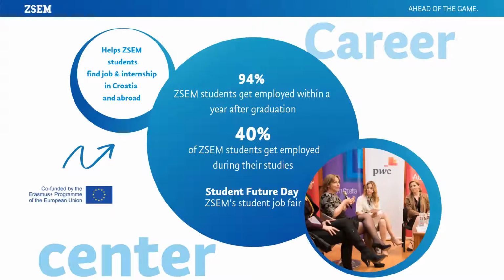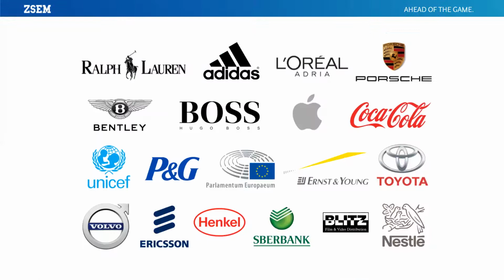We also have a career center that helps our students find a job or internship in Croatia, but also abroad. And in case our students decide to go for an internship in one of the European countries, they can also get Erasmus Plus financial support. 94% of our students get employed within a year after graduation. So here are some of the companies in which our alumni work.